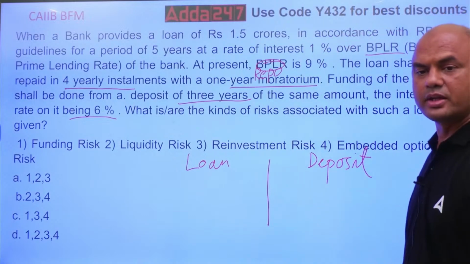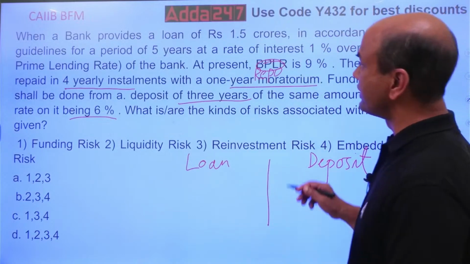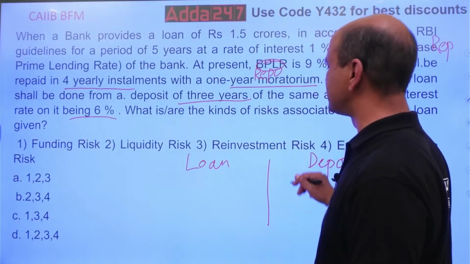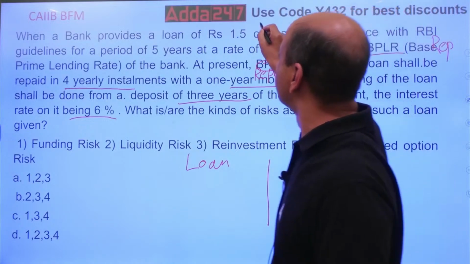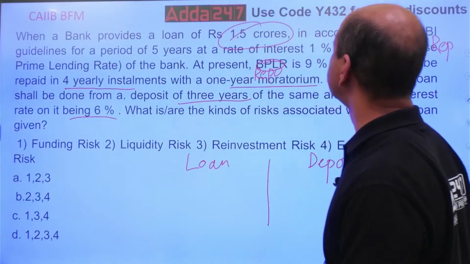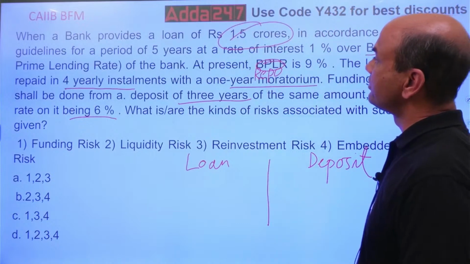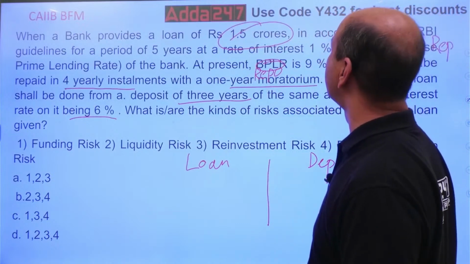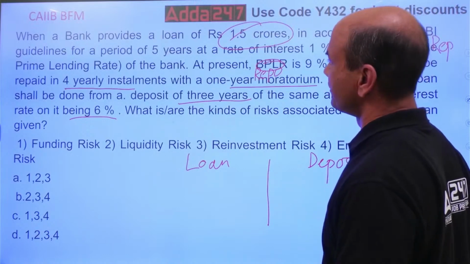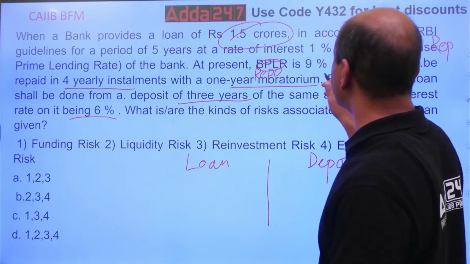Understand this, loan and deposit. What is given about the loan? Amount is same, let's say 1.5 CR. So forget this amount. Amount is same. What is given? Period of 5 years at a rate of 1% over the repo rate. Presently the repo rate is 9%.